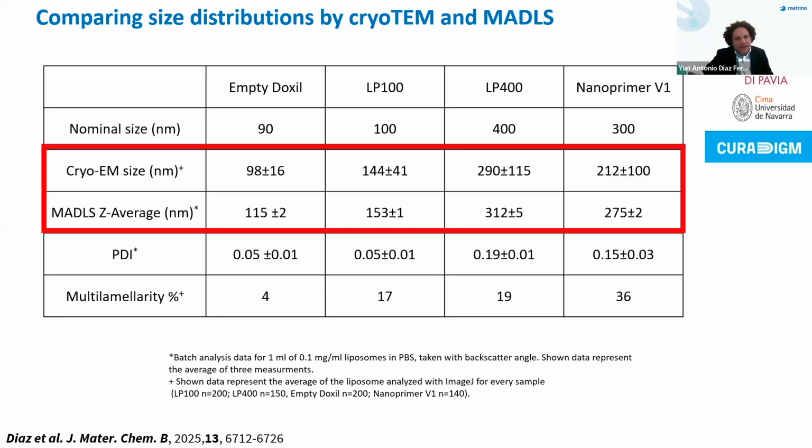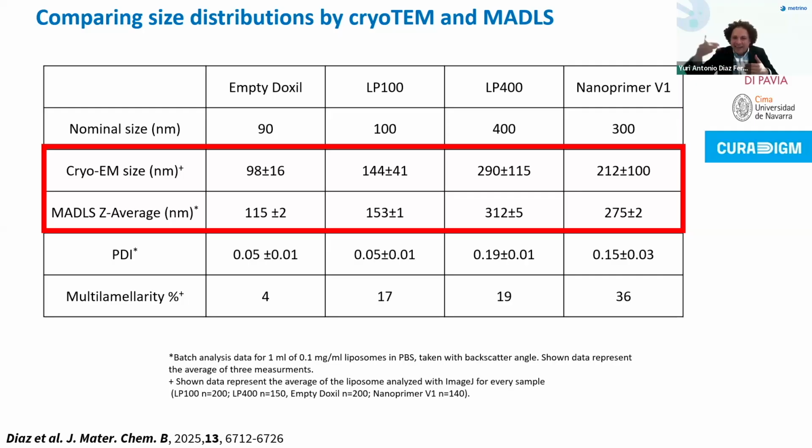Then, as I was mentioning before, when you compare the sizes obtained from cryo-electron microscopy and from multi-angle dynamic light scattering, you see that there is a bias. Christian sort of spoiled the answer. We could have made a poll here just to see if you were really listening to what Christian was saying, because we have two different measurements. By cryo-EM, we are measuring the geometrical size of the particle, while with dynamic light scattering, we are measuring the hydrodynamic size.